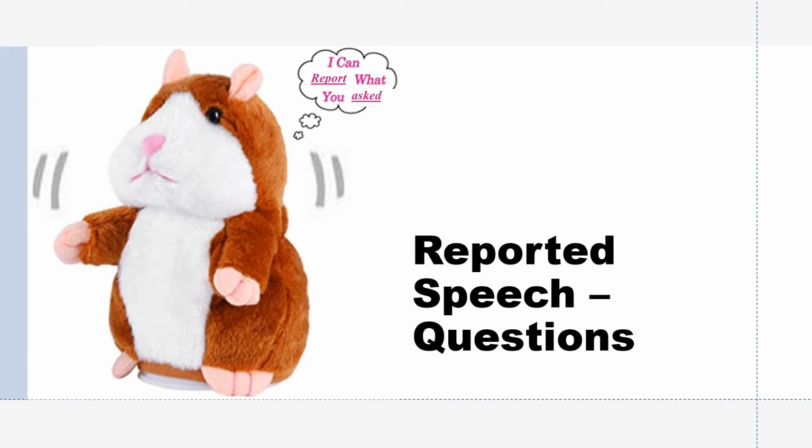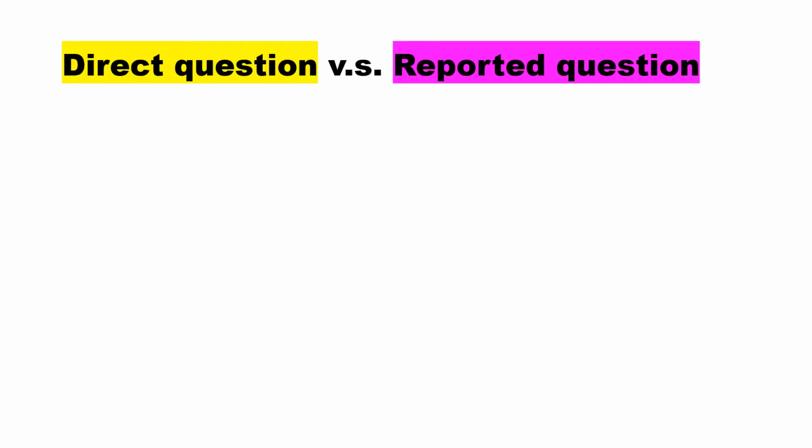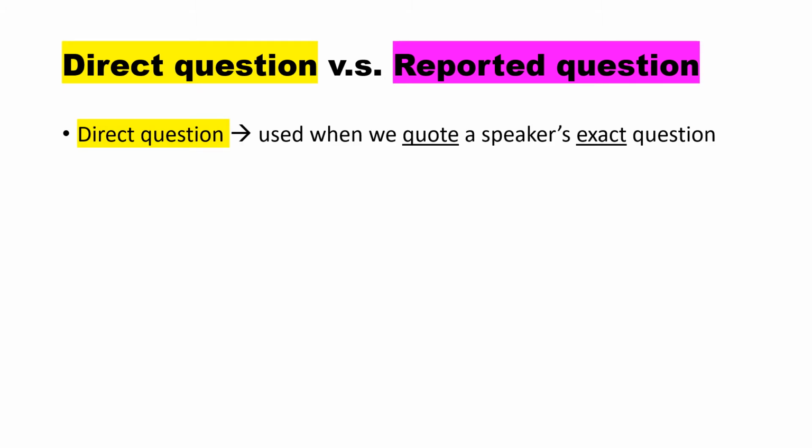Reported speech, reporting questions. In this video, we'll look at the structure of reported questions. We can use reported speech to report, that is to tell a third person, questions that someone asked. When we quote a speaker's exact question word for word, we call it a direct question. When we report what someone has asked, we call it a reported question.